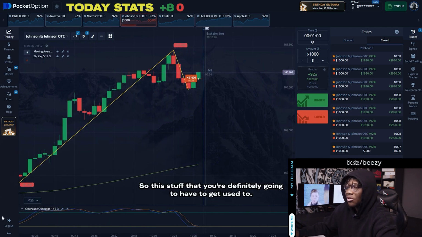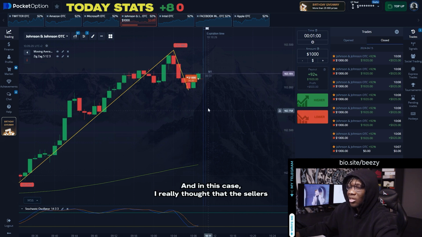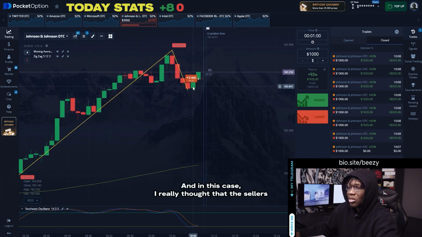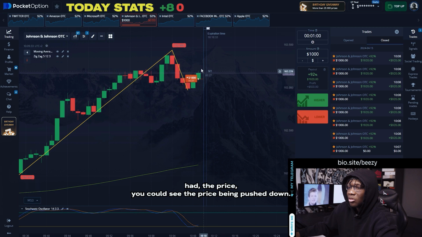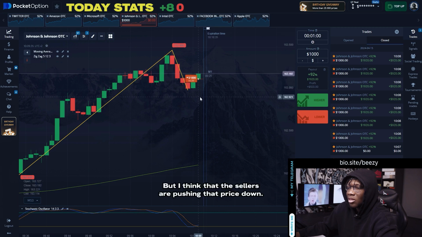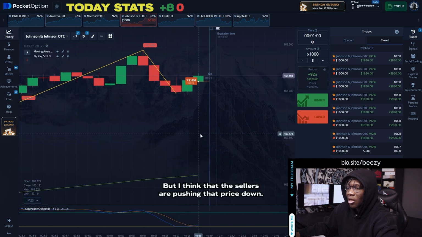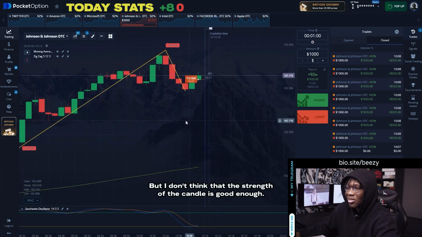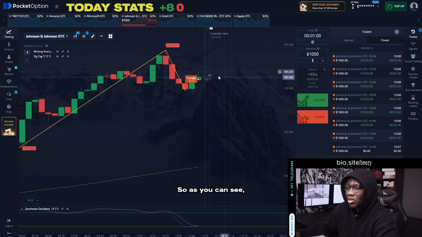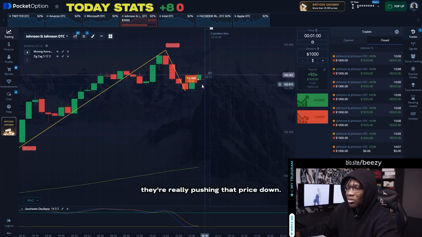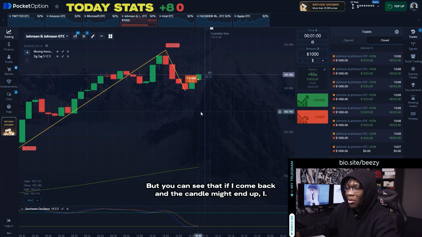So this is stuff that you're definitely gonna have to get used to. In this case, I really thought that the sellers had the price. You can see the price being pushed down, but I don't think that the strength of the candle is good enough. They're really pushing that price down, but you can see that they're fighting back, and that candle might end up.